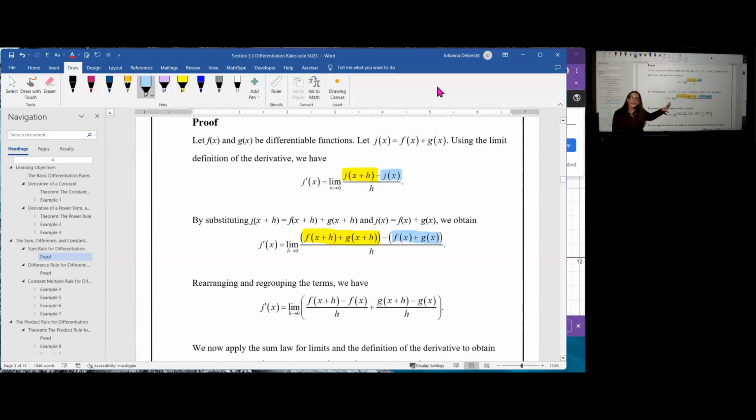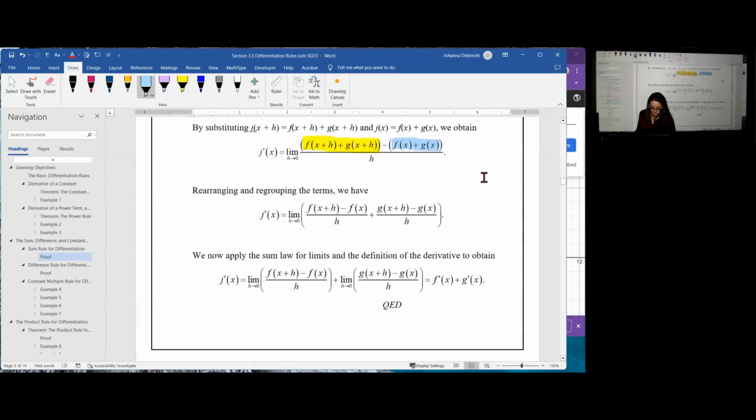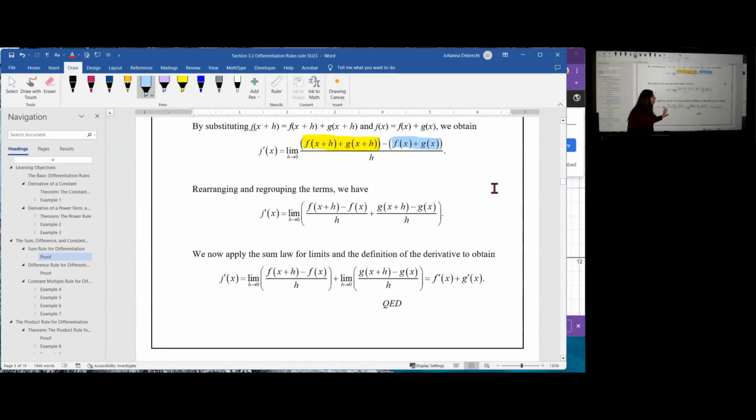Then I rearrange and regroup the terms. I switch the order of the middle two and write f of x plus h minus f of x plus g of x plus h minus g of x. Yes, you can see it. That's the difference quotient. We know that we can apply the limit laws. And the limit of a sum is the sum of the limits, which allows us to separate it out. Now we have the limit of the difference quotient with f plus the limit of the difference quotient with g, which tells us that the derivative of a sum is the sum of the derivatives.